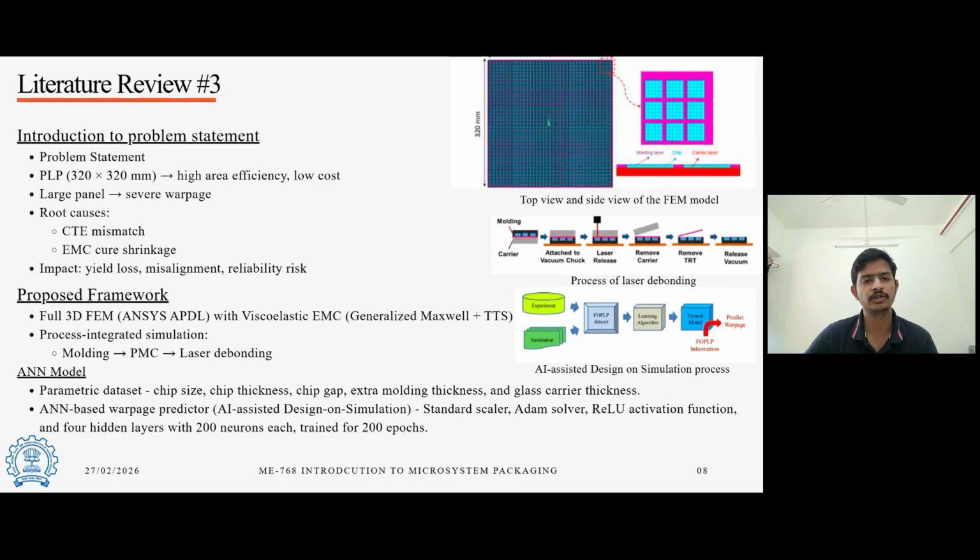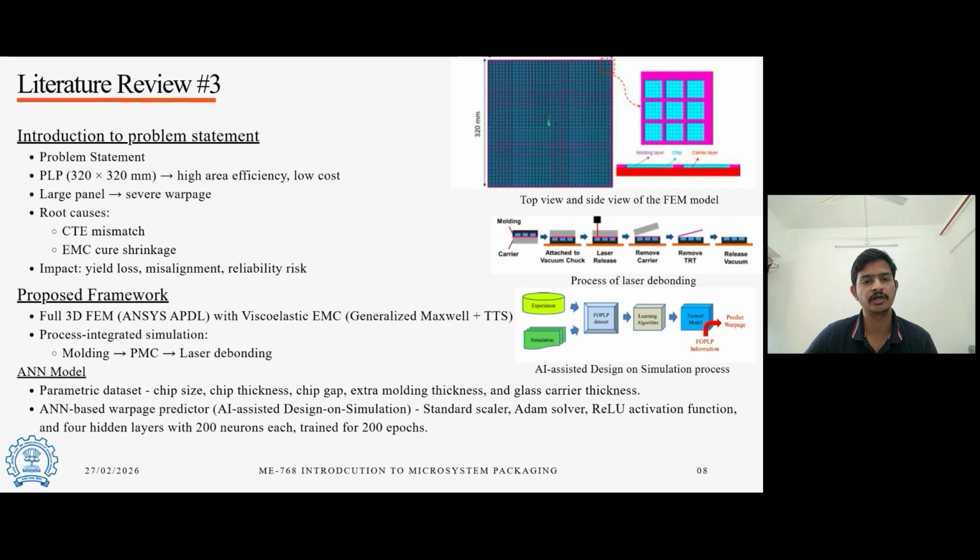After completing the full process simulation, FEM successfully captured the characteristic fold-sided warpage pattern, which can be seen on the next page. To further improve efficiency, the study introduced an AI-assisted design and simulation approach.